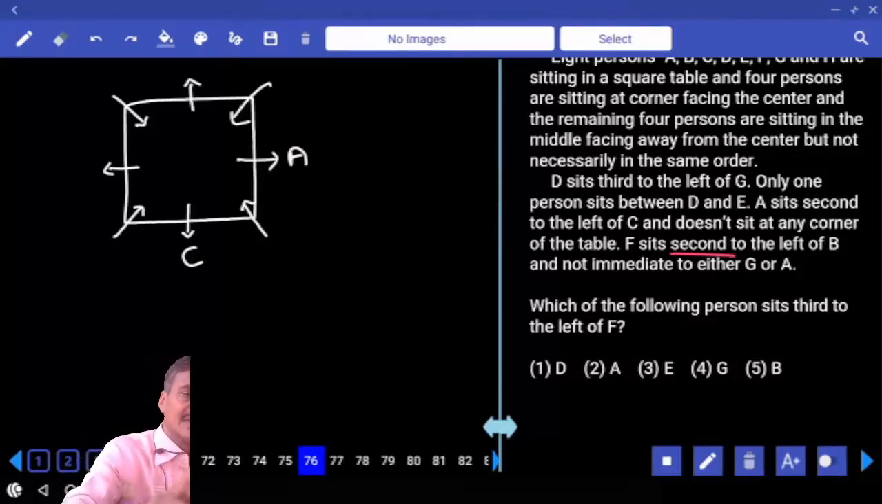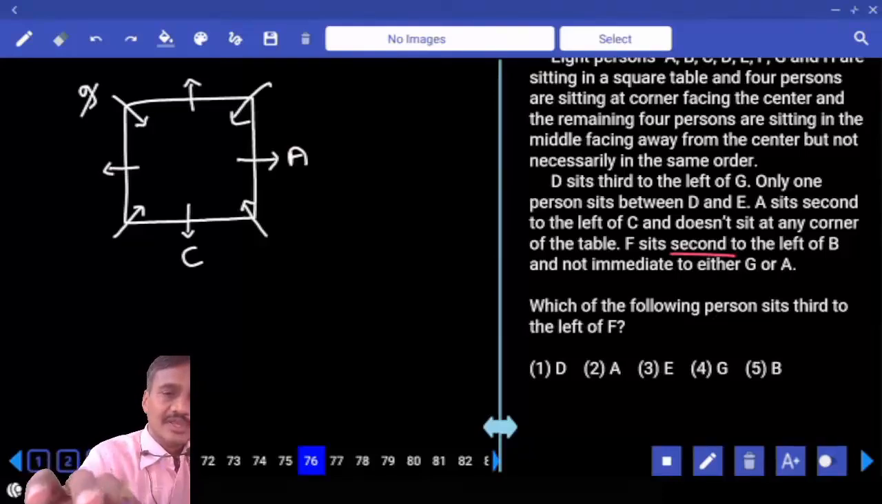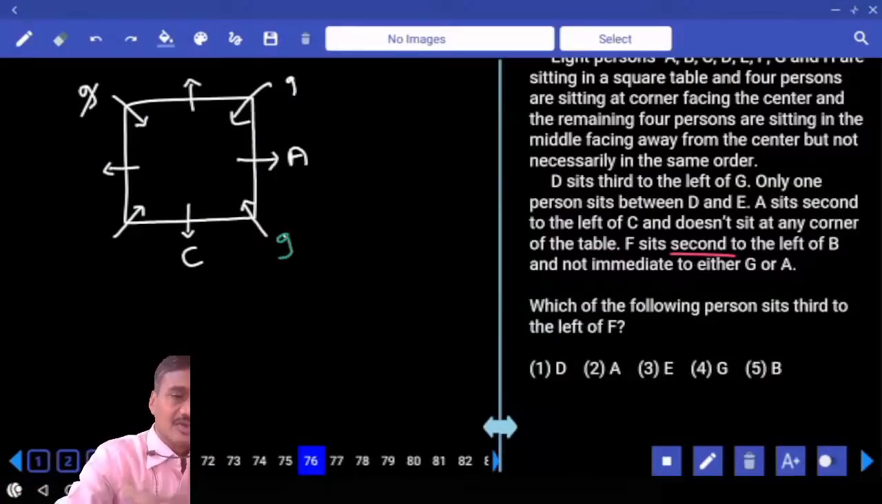And can we have G at this place or not? Now check whether G can be here or not. If G is here, D sits out to the left of... this is not one. Can we have G at this place? No. Hence, can we have G at this place? Look here. Can we have G at this place or not? Now I need to check here also.